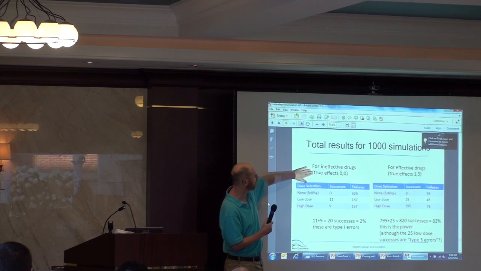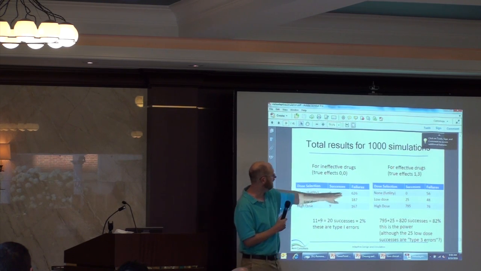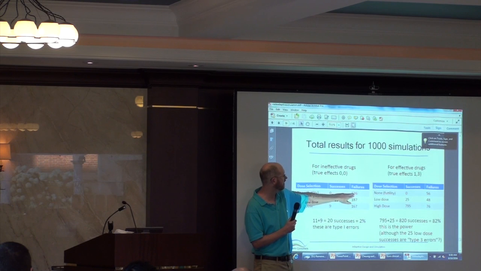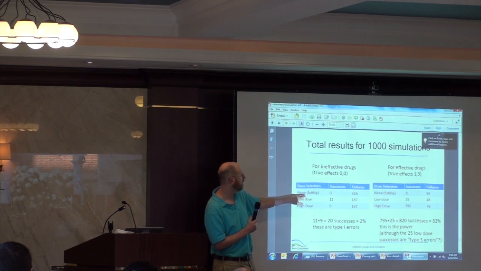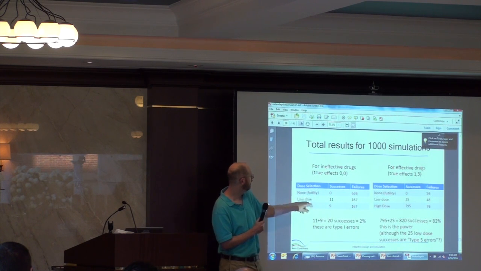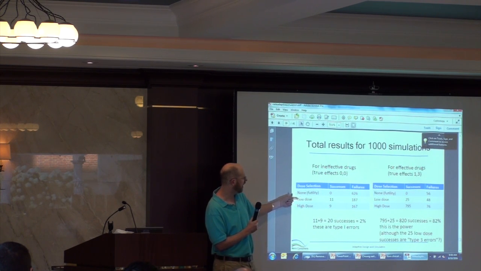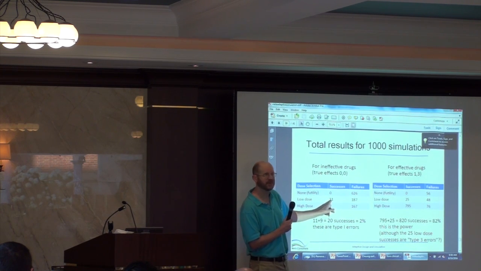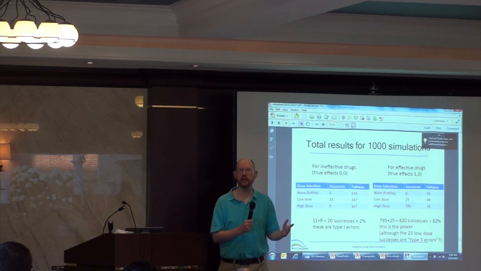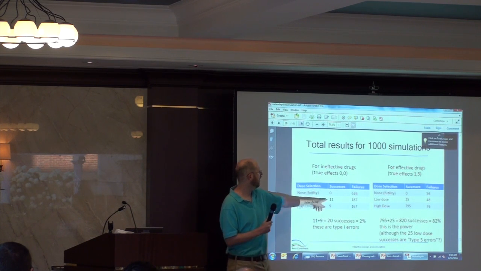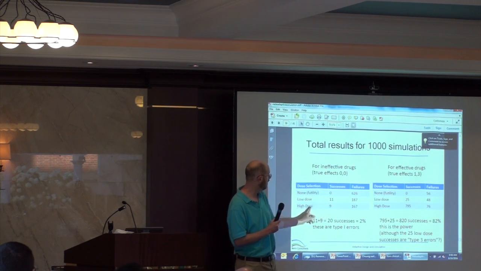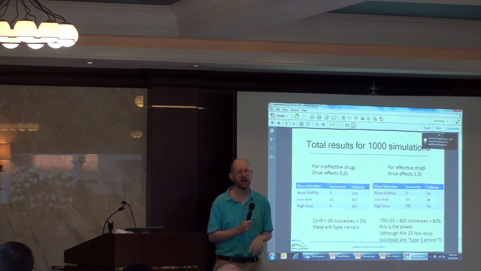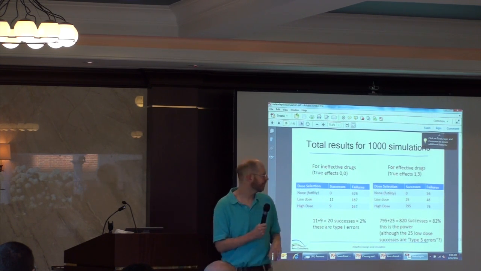For ineffective drugs, what happens is I had 626 failures, negative trials, at 3 months. That was my futility. I also had a bunch of trials that picked the low dose. 11 of those ended up successful. Remember, the drug doesn't work here, so these are your type 1 errors. 11 trials, low dose successes. 9 trials were high dose successes. And then I have a number of trials which were negative at the end.